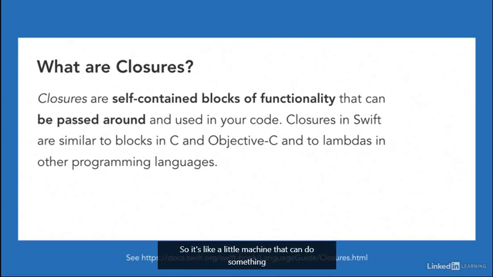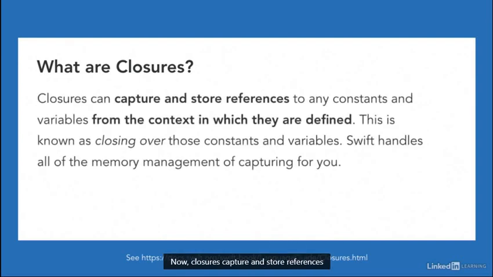So this is very helpful. It's like a little machine that can do something and you can pass it around and loan it to your friends. That's the great thing about closures, they're self-contained and they can be passed around. Now, closures capture and store references to any constants and variables from the context in which they're defined. So wherever a closure is defined, anything else in scope at that time is in scope within the closure. So even though you declare and assign a variable outside of the closure where it's defined, everything in that same scope is still in context for that closure for when it's executed. So it could be passed around, but it still has access to all those things when it's executed.